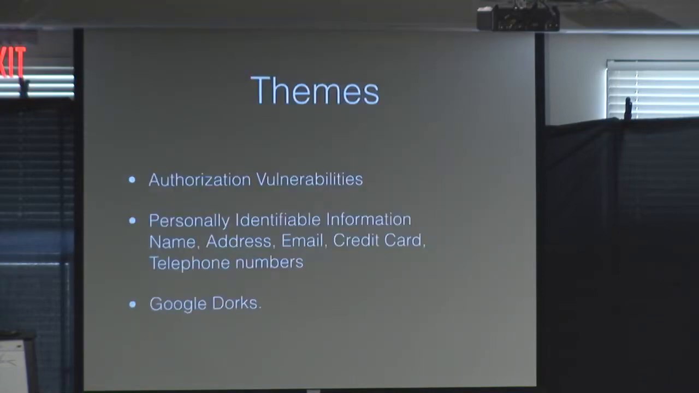All right, so the themes of this talk. We're going to be talking about authorization vulnerabilities, PII, that's personally identifiable information, such as your name, address, email, credit card, and telephone numbers. Things that you consider yours, and you don't want anybody to have them unless you explicitly gave it to them. And we're going to be talking about Google Dorks.